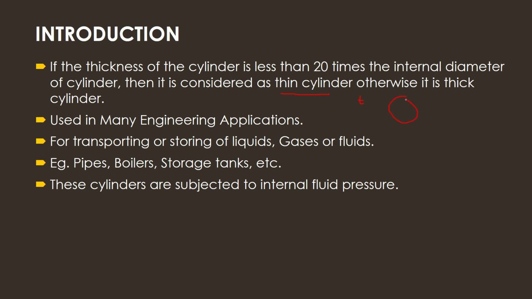So, for example, this is the cylinder. It has a thickness. That thickness should be less than the 20th of the diameter. It should be less than that. Then only we can say this is a thin cylinder. Otherwise, it will be a thick cylinder.